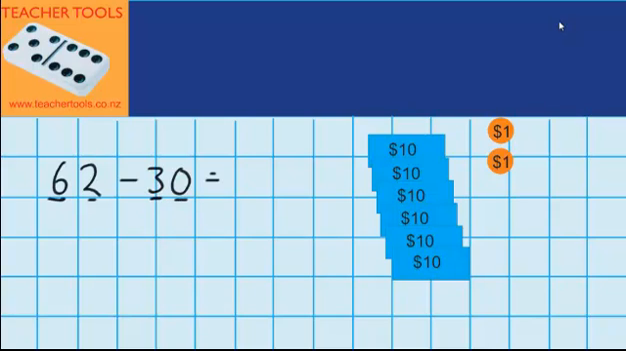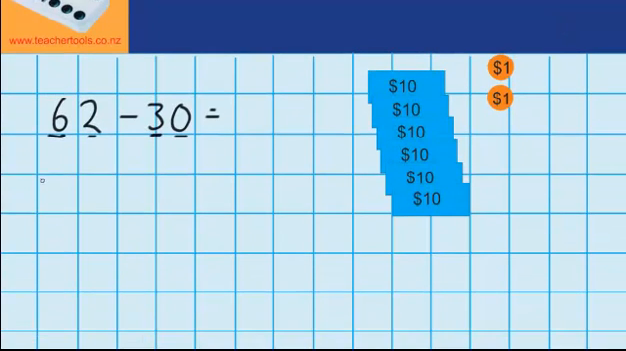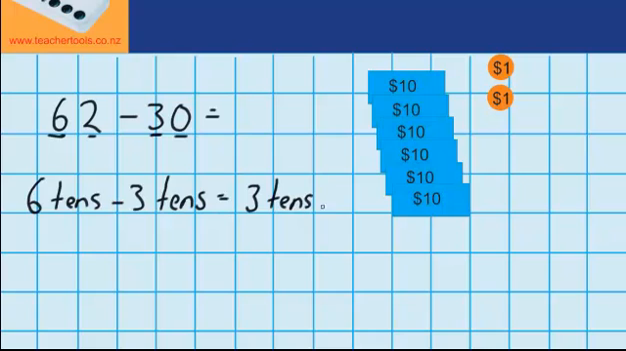So let's start with the tens. I've got 6 tens, and I'm going to take away 3 tens. And because we've got our basic facts, this is easy to answer. 6 minus 3 gives me 3 tens. And I know that 3 tens is the same as 30.